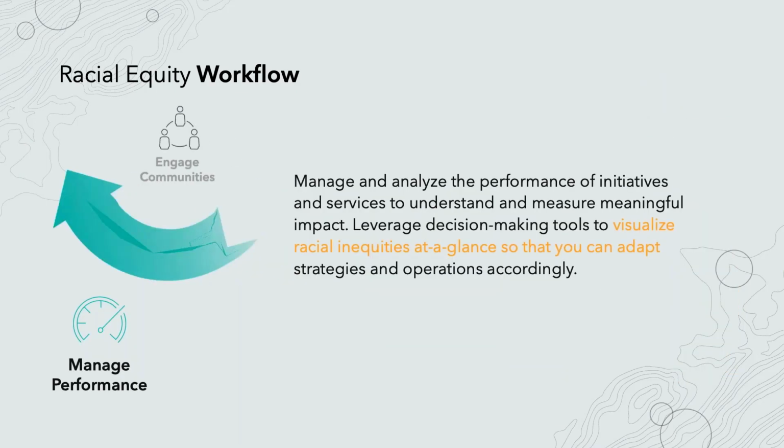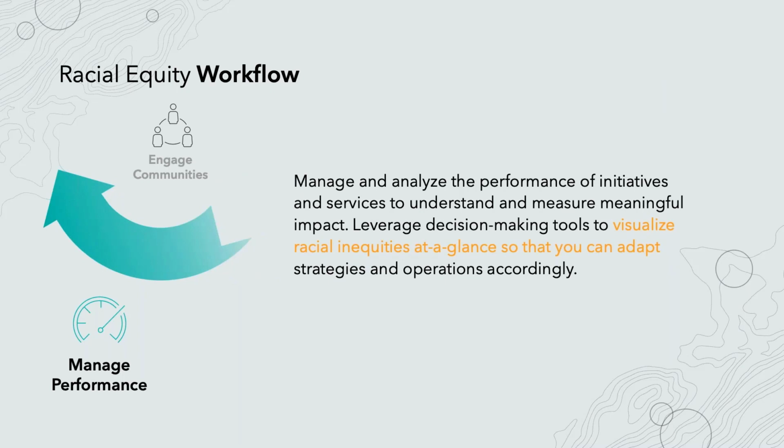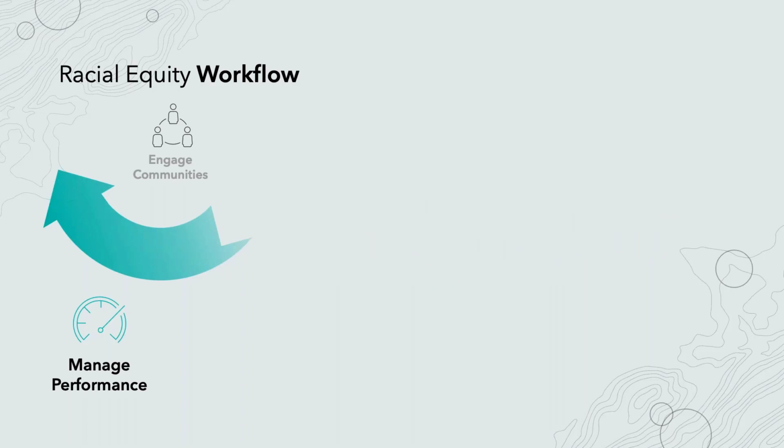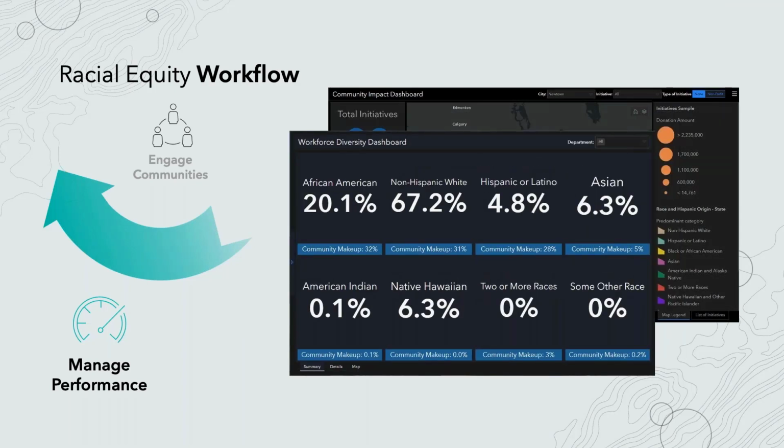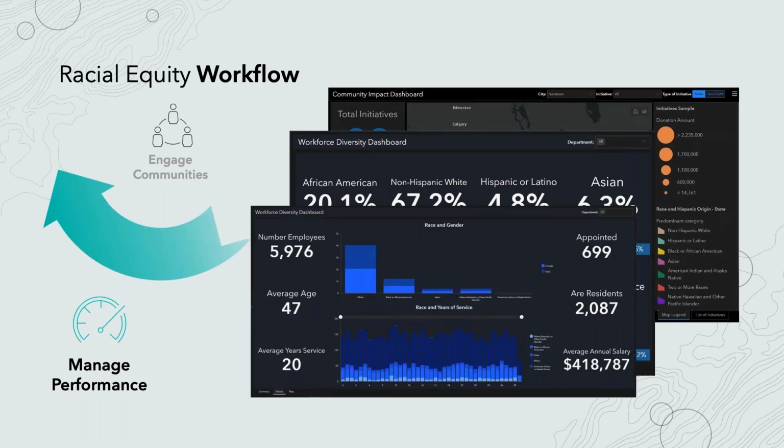Finally, organizations need to ensure that their efforts to increase equity are having the impact they seek. So in the managed performance stage, organizations use decision-making tools to visualize racial inequities at a glance to adapt strategies and operations dynamically. So use maps and dashboards to assess your impact and identify opportunities for increased equity. Compare your workforce, volunteers, and folks receiving your services with the community at large to ensure equitable delivery. And go beyond race to look at population groups in a nuanced way to more effectively assess and support the most vulnerable.